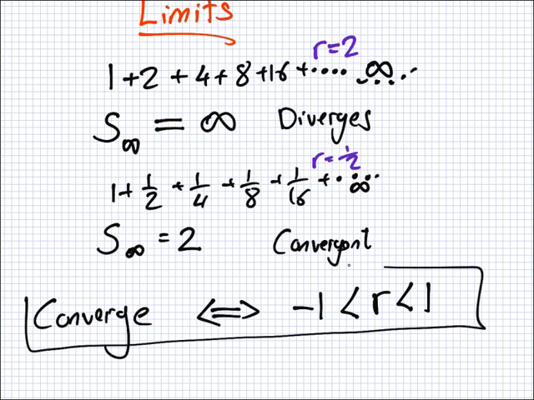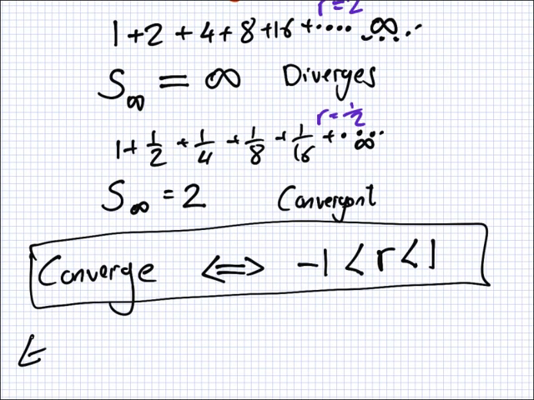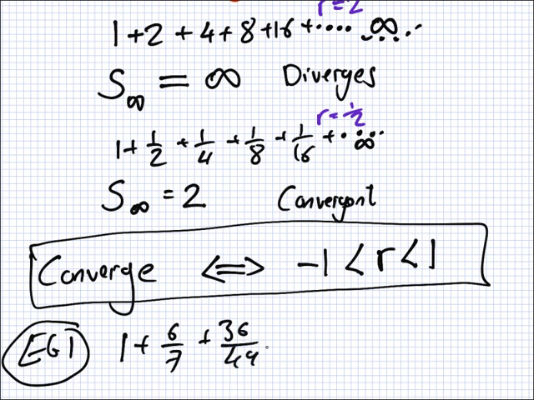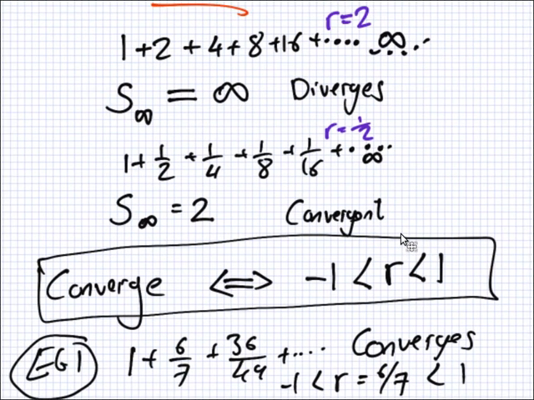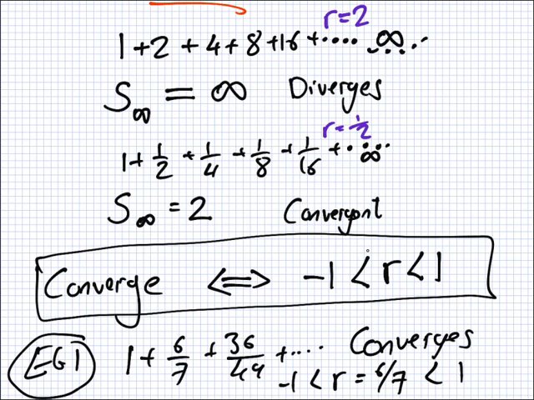So, for example, this is our first example. You can write this all down in a minute. Suppose I have the sequence 1 plus 6 over 7 plus 36 over 49. This one converges or diverges? Converges. Why? Because the ratio equals 6 over 7, which is between -1 and 1. And that's the reason why. Okay, so I'll let you write that down. That's our first example theory.